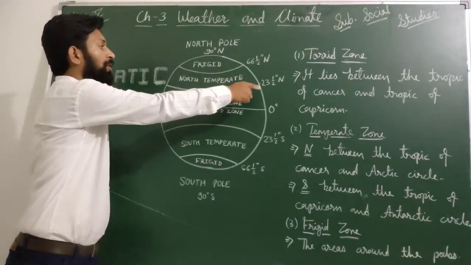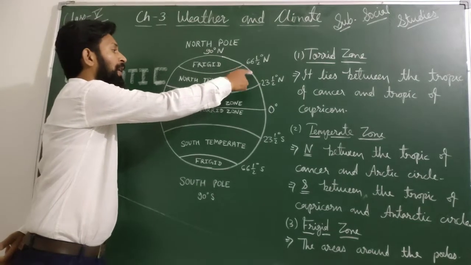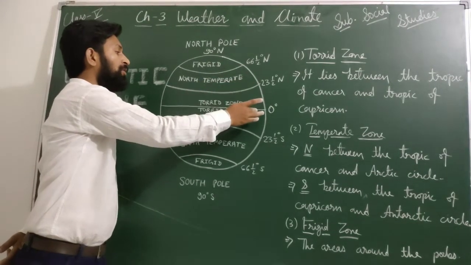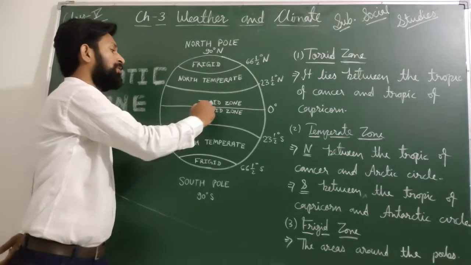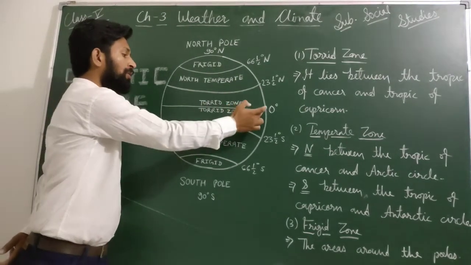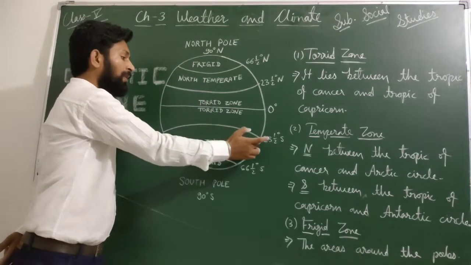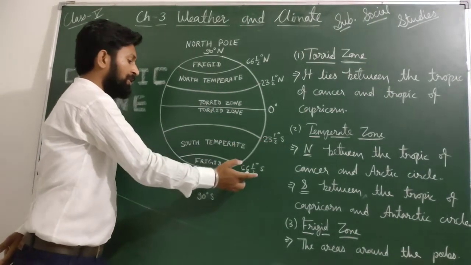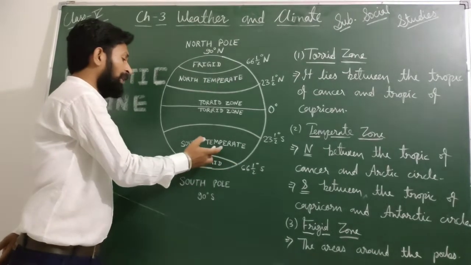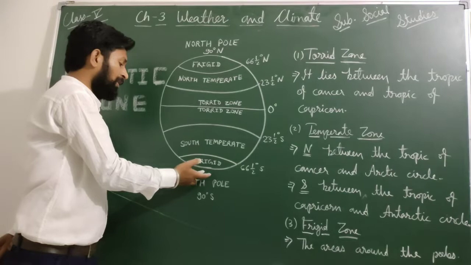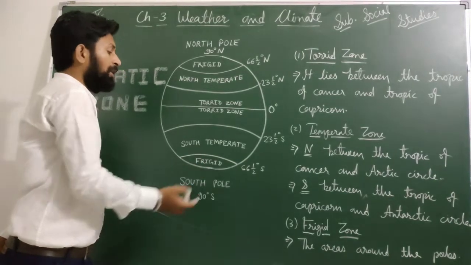Between 23 and a half degree north and 66 and a half degree north is known as the north temperate zone. Between 0 degree, the equator, and 23 and a half degree north is known as the torrid zone. Between 0 degree and 23 and a half degree south is also the torrid zone. Between 23 and a half degree south and 66 and a half degree south is known as the south temperate zone, and nearby the 90 degree south, the south pole, it is known as the frigid zone.